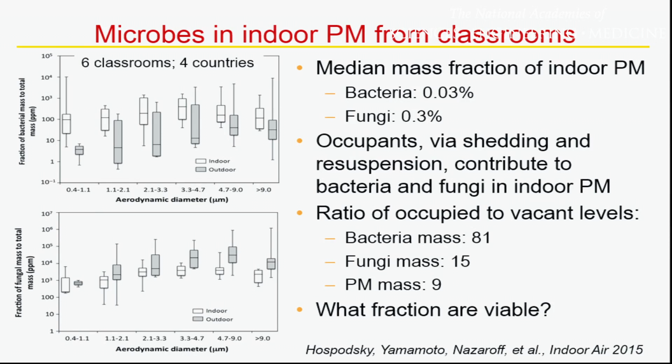The median mass fraction of bacteria in the indoor PM was 0.03%. The median mass fraction of fungi associated with the indoor PM was about an order of magnitude higher, 0.3%. Occupants, via their shedding and resuspension, contribute to these microbes found in indoor PM.